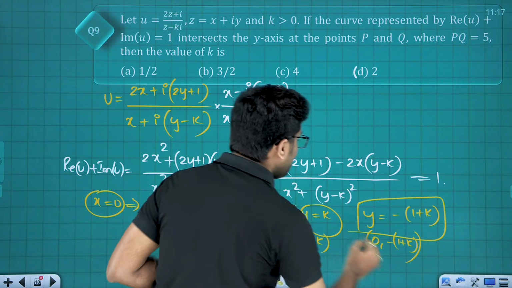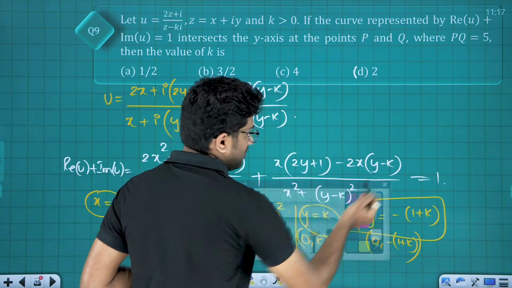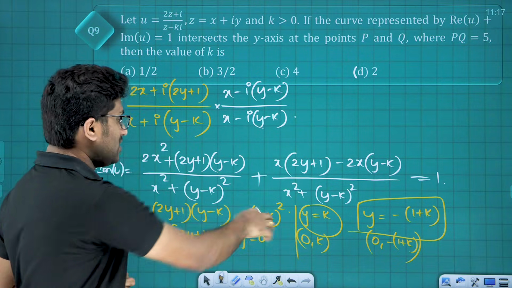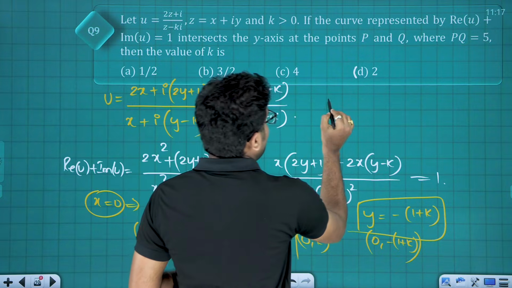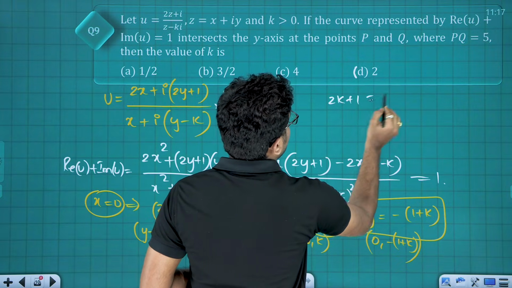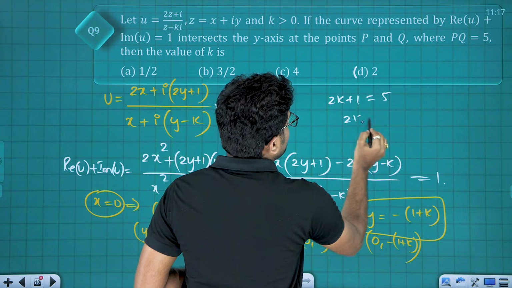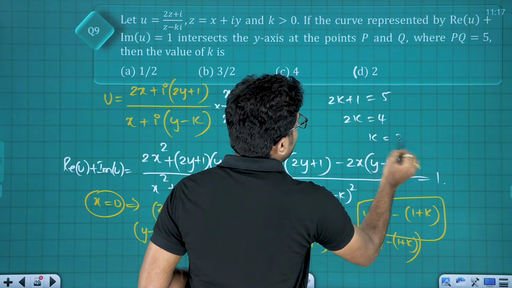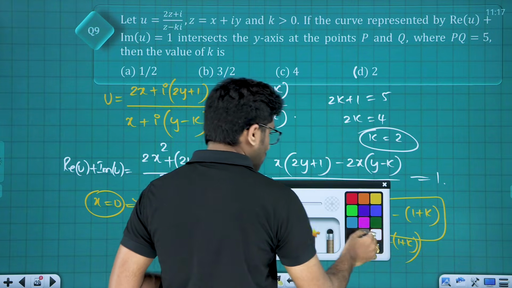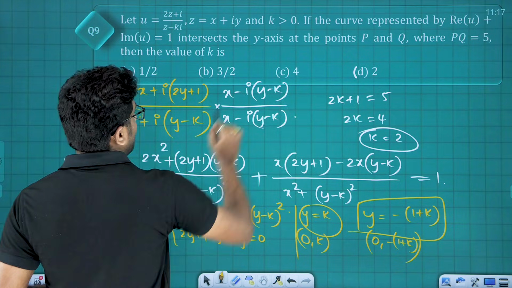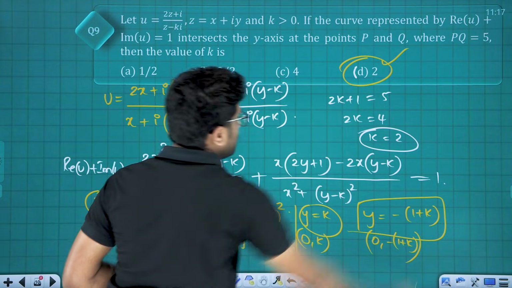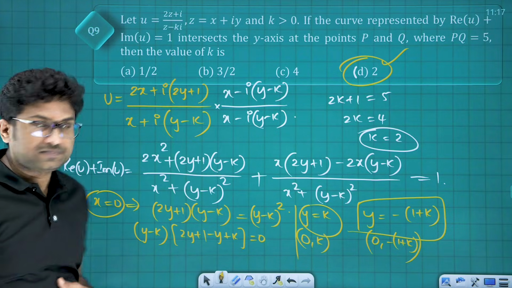What is the distance between these 2 points? The difference of this. Clear? The difference of this, that is k plus 1 plus k. So 2k plus 1 is equal to 5, 2k is equal to 4, k equals 2 is the answer, which is option D. Clear?